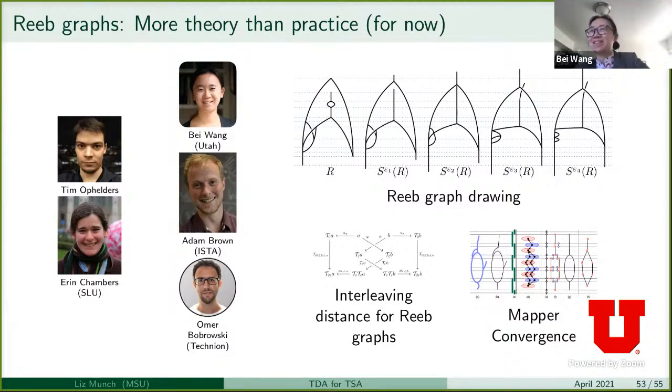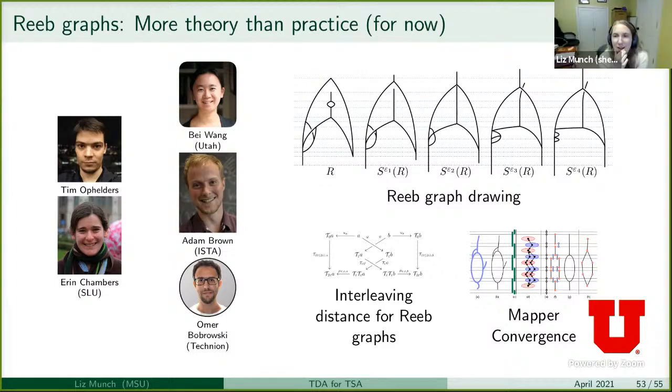Okay, any questions? I guess the one on the bottom where you say mapper convergence. From the diagram, it looks like you're saying that as you reduce the intervals, it's going to converge to a Reeb graph. Yes. And so what are you trying to do with that work? Are you trying to get from mapper to an actual Reeb graph?